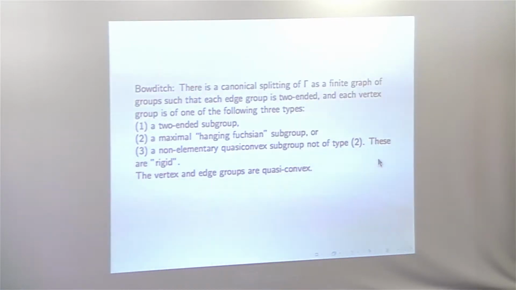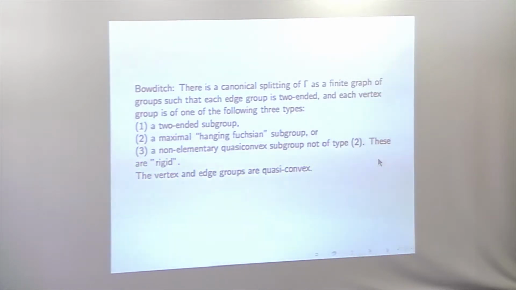Okay, so the main tool we're going to use today is some work of Bowditch that, directly from the topology of the boundary, gets splittings of the group, which is really a completely amazing theorem. So part of what I'd like to do is just advertise this theorem because it's so useful for telling you what the group is from the boundary. So he says there's a canonical splitting of our group.